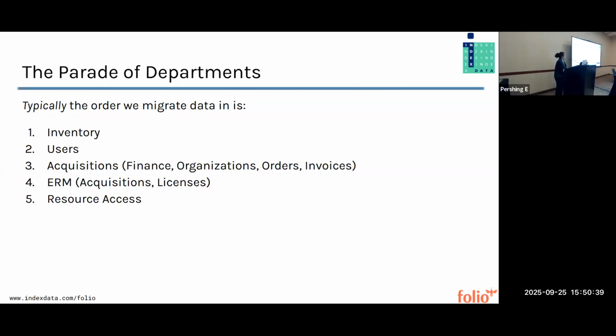So to break this down a little bit further, typically the order that we migrate data in, of the data that you have, is this: we'll usually start with inventory, then we'll move on to users, then we'll do acquisitions, then we'll do ERM, and then we'll do any sort of resource access data that you may have. So that's loans, requests. It really depends on the institution. Anyone want to guess why we do it in this order?